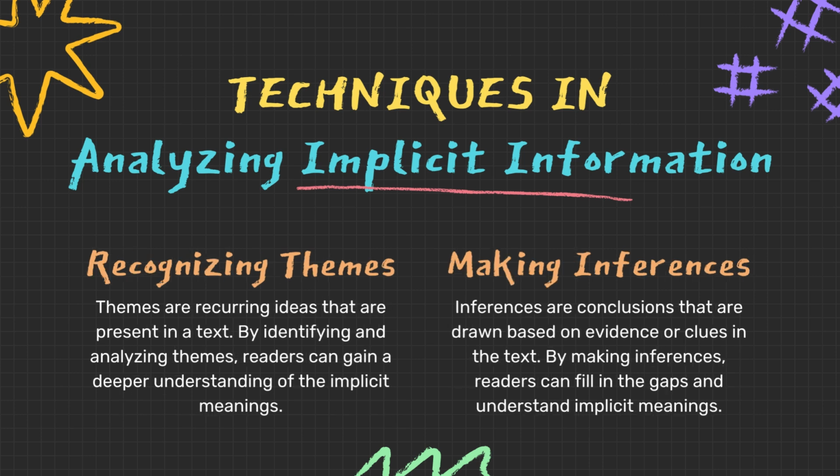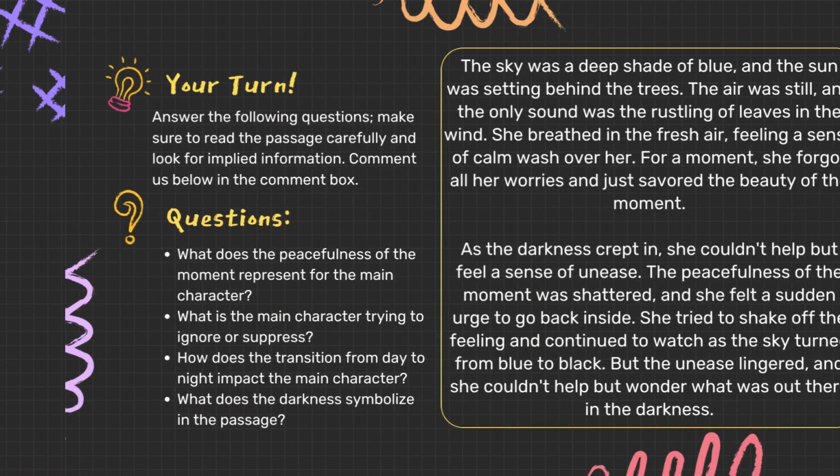Recognizing themes. Themes are recurring ideas that are present in a text. By identifying and analyzing themes, readers can gain a deeper understanding of the implicit meanings. Making inferences. Inferences are conclusions that are drawn based on evidence or clues in the text. By making inferences, readers can fill in the gaps and understand implicit meanings.